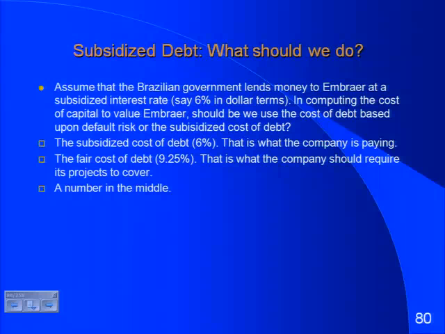When you do the cost of capital for Embraer, should you use a 6% cost of debt because that's the rate at which the government lends to you? Should you use a 9.29% cost of debt because that's the rate at which they should be borrowing? Or will you kind of split the difference?